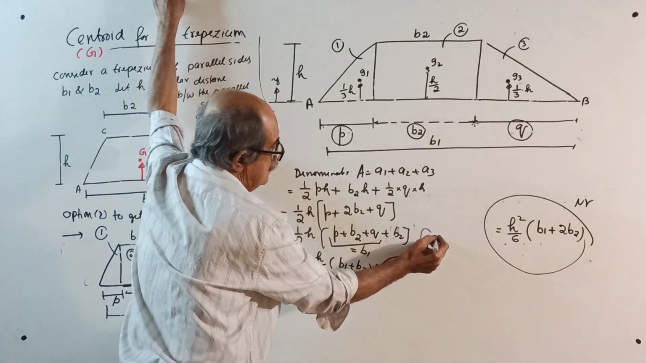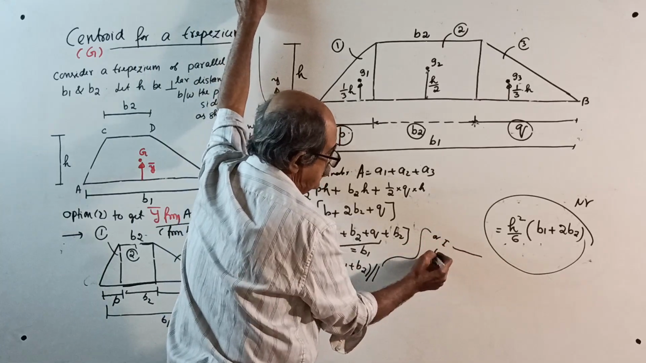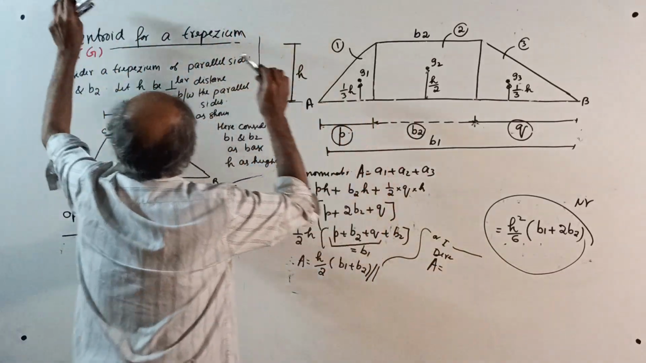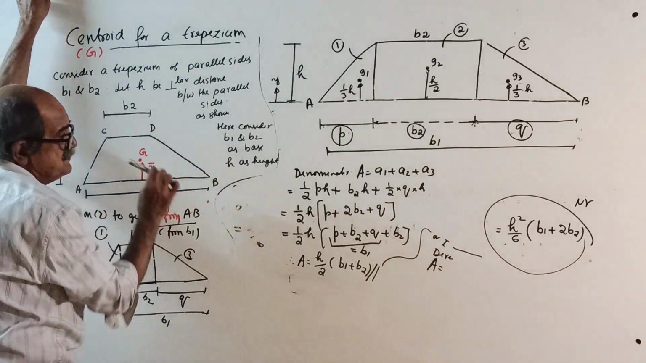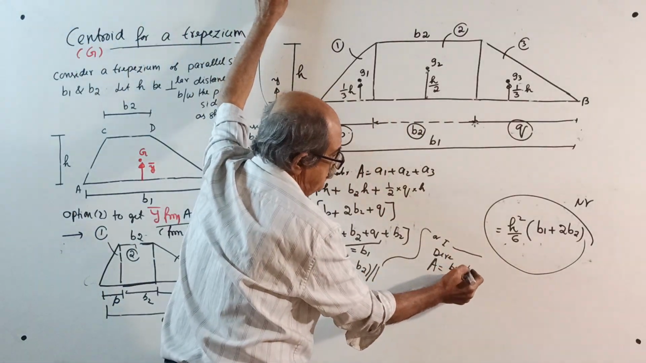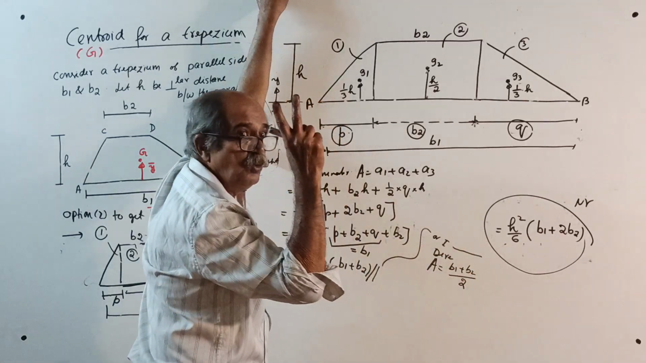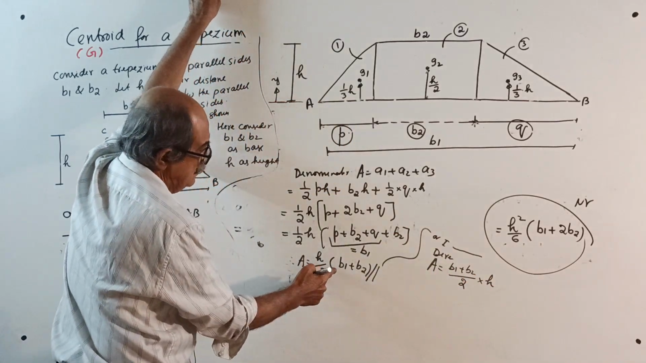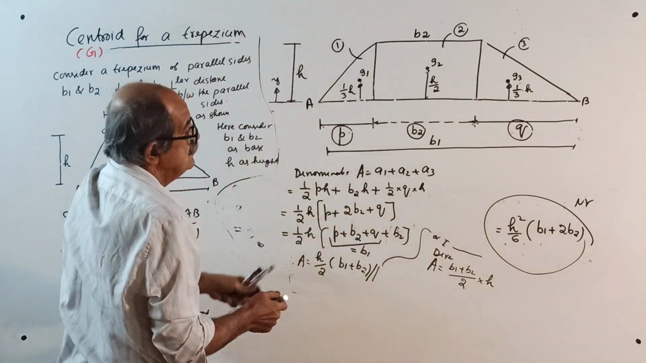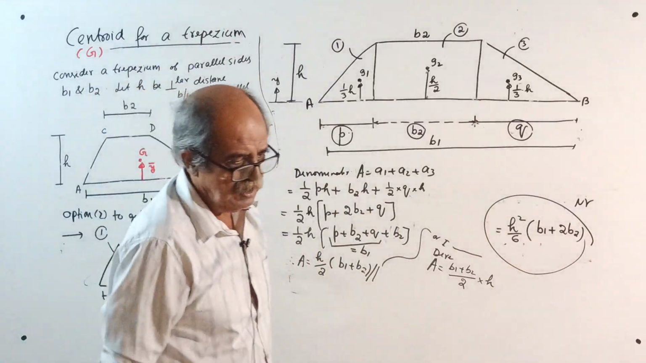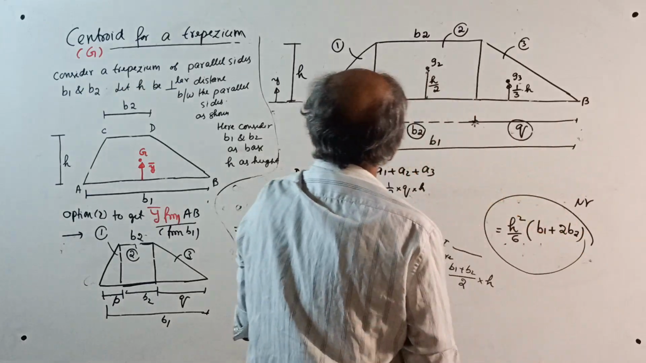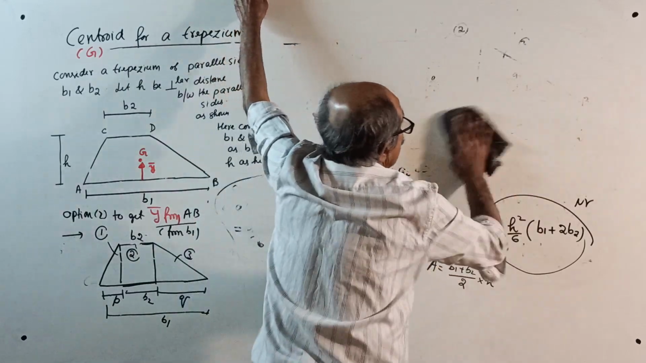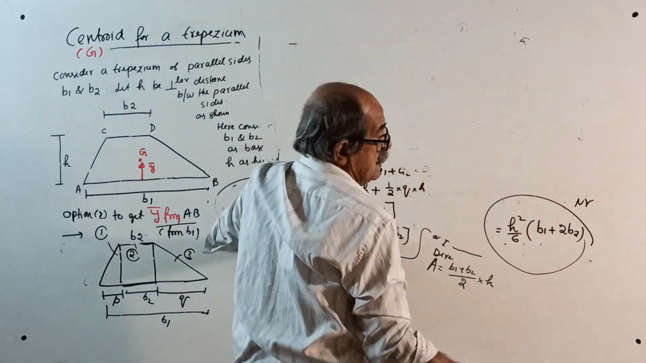I already told you, the area of a trapezium equals the sum of the two parallel sides, that is B1 plus B2, divided by 2, into the distance between them. Same answer: B1 plus B2 into H by 2. Same answer. Over. Now, last step. This class, I can remove everything now. Nothing is required. You write everything in your fair copy.